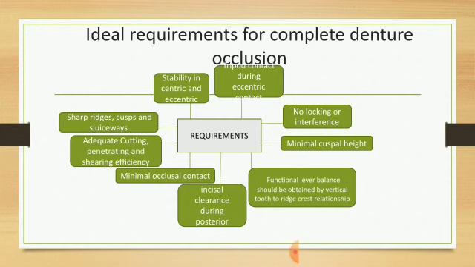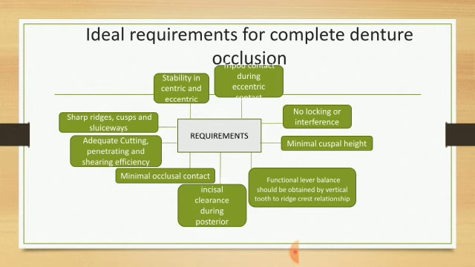Sixth, there should be incisal clearance during posterior functions. Seventh, there should be minimal occlusal contact. And eighth, there should be adequate cutting, penetrating and shearing efficiency of the teeth. And lastly, teeth should have sharp ridges and cusps for the proper mastication of the food.